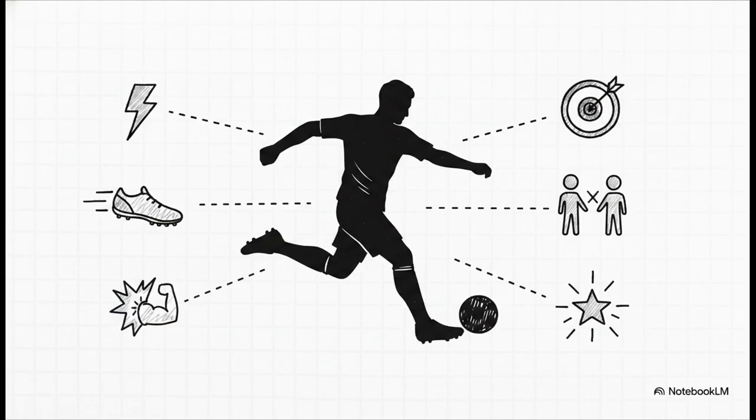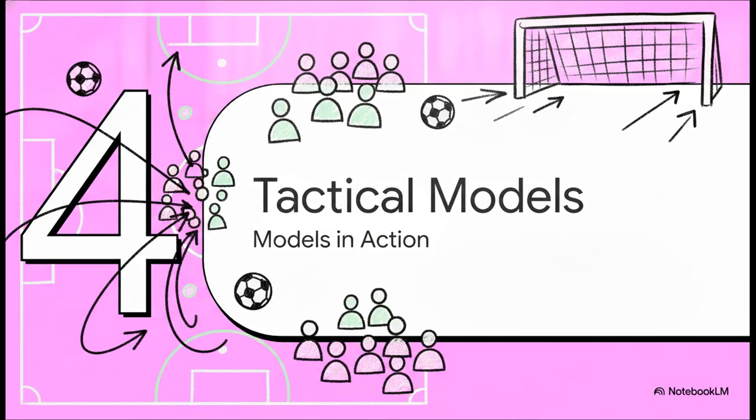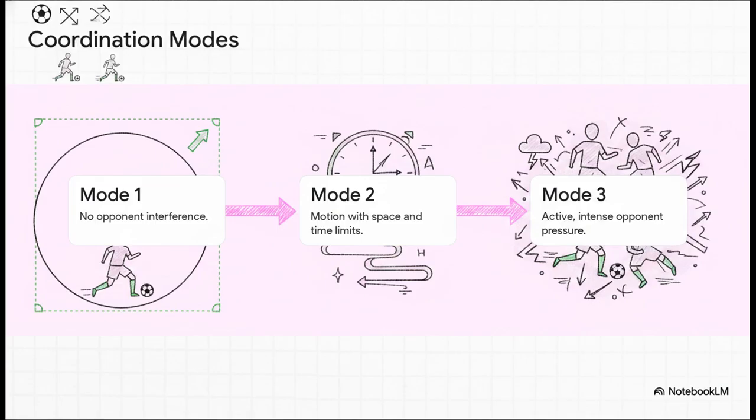player is truly performing. Okay, Section 4, tactical models in action. Before a team can even think about executing a macro-tactical model, analysts have to grade the difficulty of every individual action. They do this using 3 coordination complexity modes, or CCM.